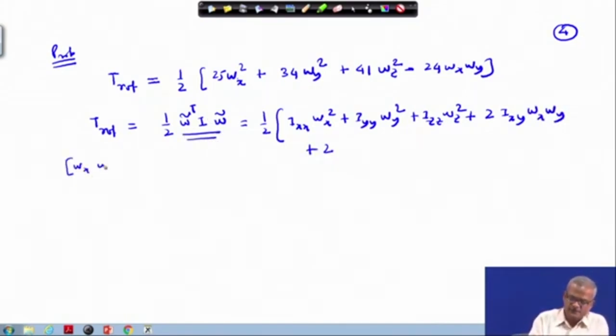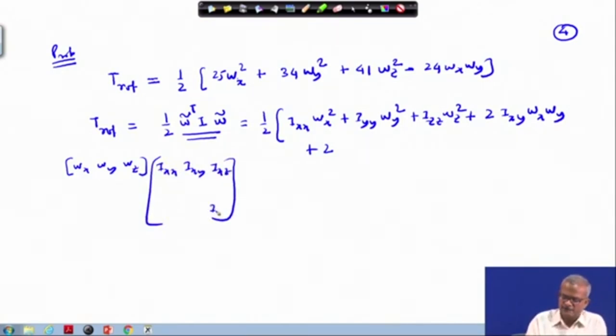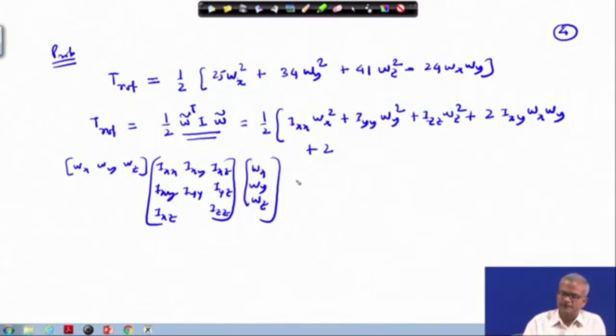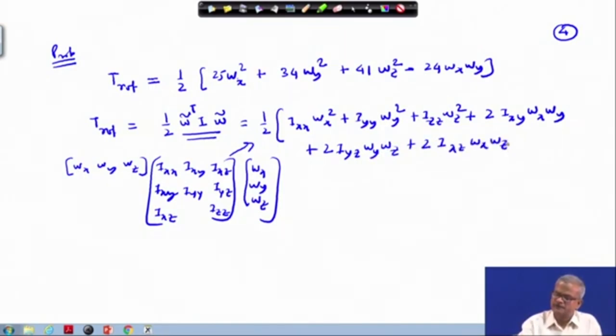if you expand this, you have to write it in this format: omega x omega y omega z, write here I x x, I x y, I x z, fill it up to this point. Here also write omega x omega y omega z, multiply it. So, this will yield you this: two times I x z times omega x omega z. So, this is the rotational energy of the system.